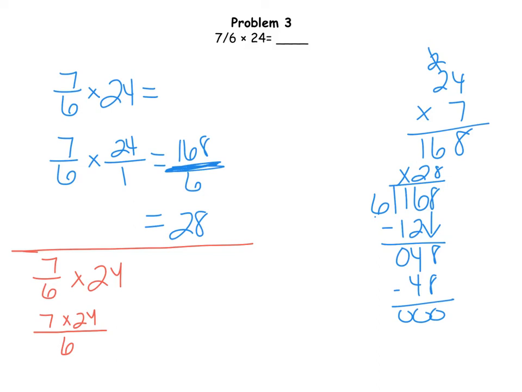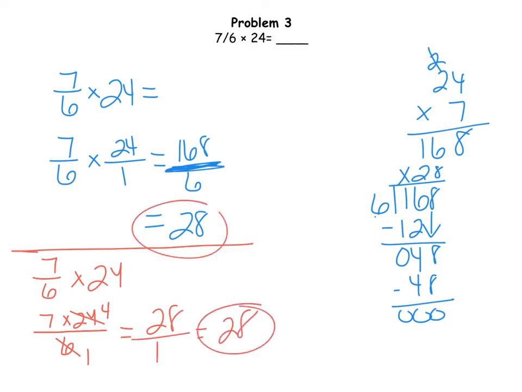Well, I can simplify before I even start multiplying. So I know that 6 divided by 6 is 1, and 24 divided by 6 is 4. So 7 times 4 is 28 over 1, which is 28. So we know 7/6 times 24 is 28. Make sure you showed all your work.